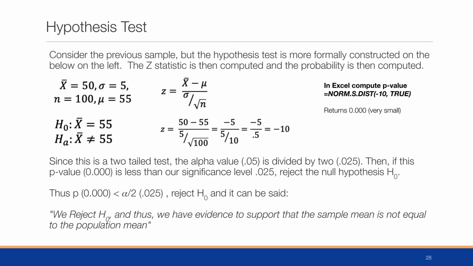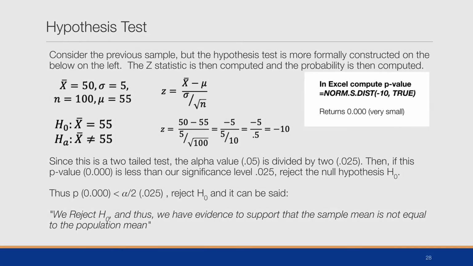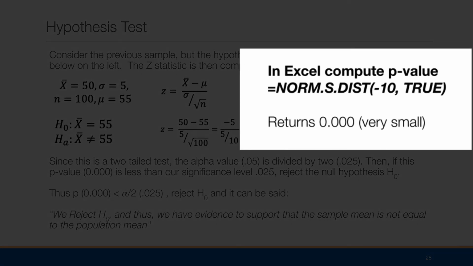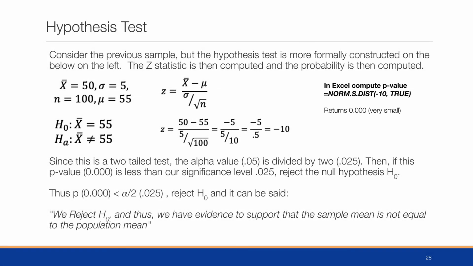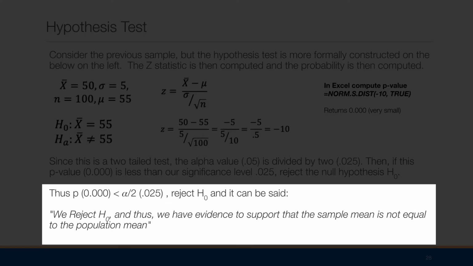Since we had computed in Excel that this was negative 10, the probability was 0 as the p-value, we then can basically reject H0, and we can say that we reject the null hypothesis, or H0, and thus we have evidence to support that the sample mean is not equal to the population mean.